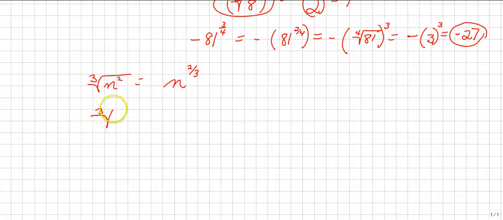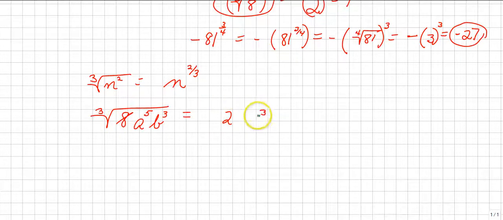Let's go with a little more complicated problem. How about the cube root of 8, a to the 5th, b to the 3rd. Okay, you kind of do one thing at a time here. First you do the cube root of 8, and that is 2. 2 times 2 times 2 is 8. So the cube root of 8 comes out as a 2.